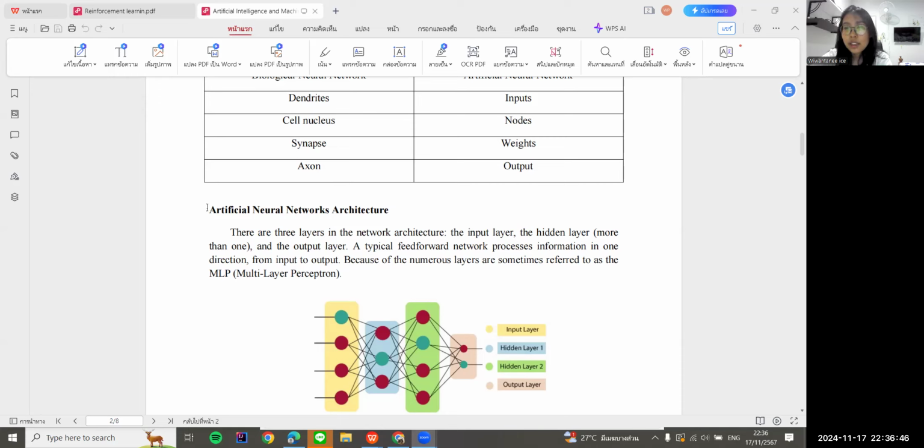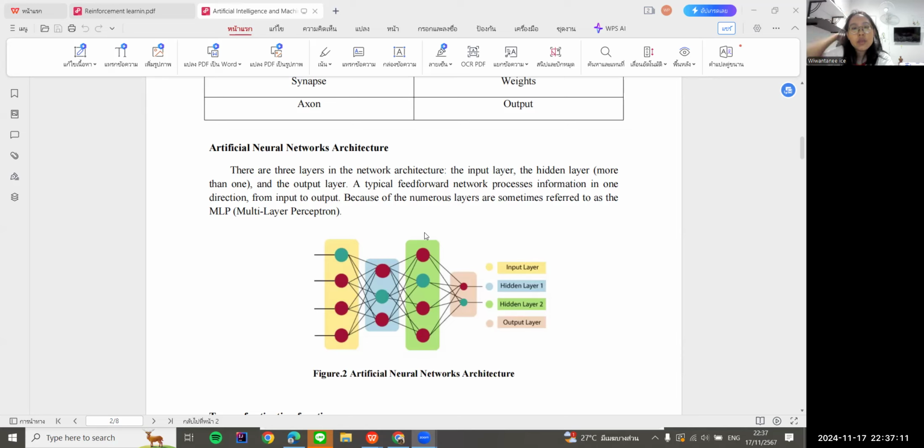Number three is the output layer. The output layer will give the expected result, either a continuous value or a class in a classification problem. For example, when classifying the digits 0 to 9, there may be ten outputs, but the predicted value may have only one. This type of feedforward network processes information in one direction from input to output through the layers, so it is sometimes referred to as an MLP, a multi-layer perceptron.